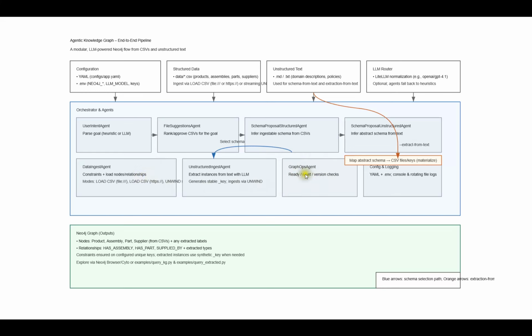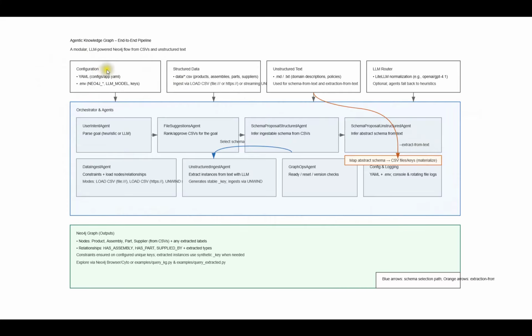We have the graph operations agent, which looks at the readiness of the database, looks at the version, checks, and can reset the database, all of them via command line, obviously. And we have an agent which controls the schema, the different schema mappings depending on how we are going to create it, via structured, unstructured, etc. It controls the logging as well, rotates the logs, and controls what happened on the console. This is the orchestration and agents layer.